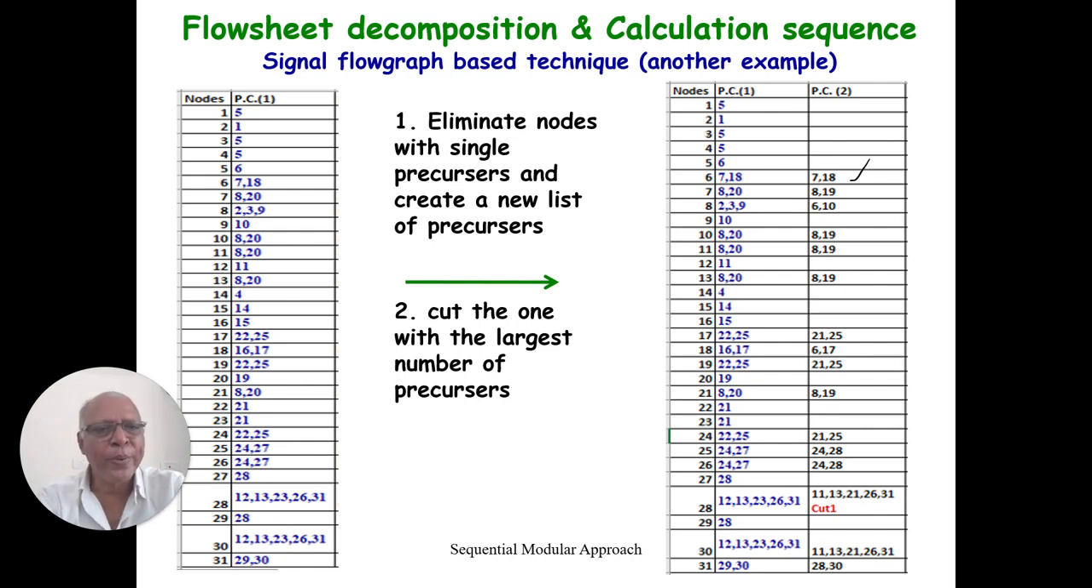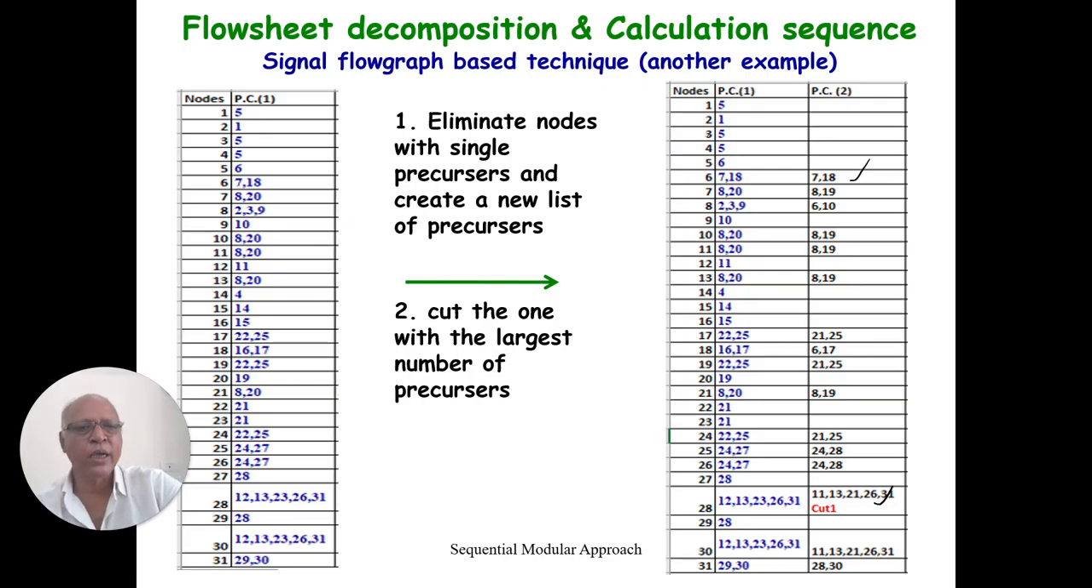Now when you compare, stream 28 and stream 30 have the largest number of precursors, which is equal to 5. If one of them is the largest, you will have to cut that, right? Otherwise, if there are two such, you need to choose either of them arbitrarily, either 28 or 30. So this is the tear stream that I am considering for the first cut.